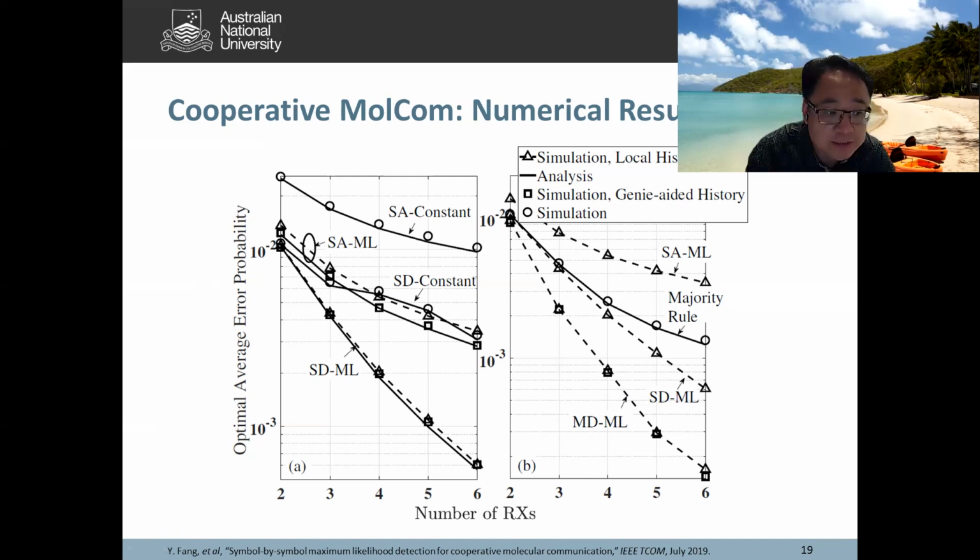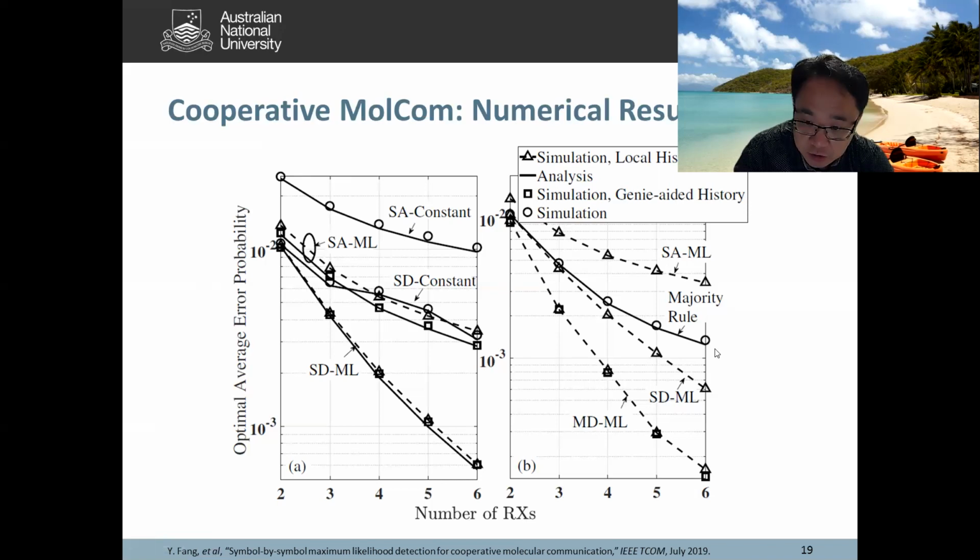And this shows the benefits of applying the maximum likelihood detection in the cooperative molecular communication system. And then we can see that if the receiver is using amplify-and-forward and using a single type of molecules to transmit, it achieves the worst performance. And this is not surprising because it has the lowest complexity.